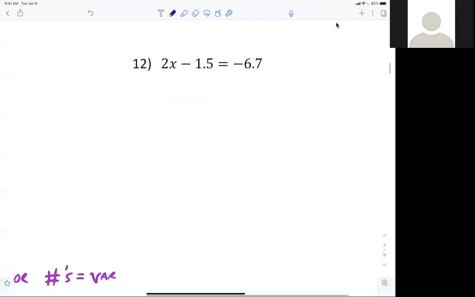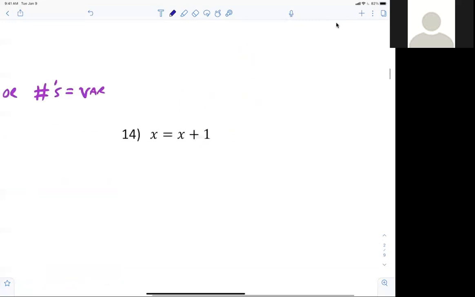Number 12, you've got to be careful now because we have some decimals. We're adding 1.5. So I have 2x is equal to -5.2, and so x is equal to -2.6, right? Everybody have any problems with that? No questions. All right, that's good. Very good.